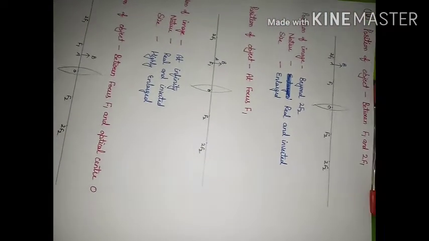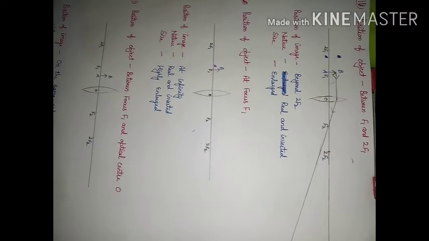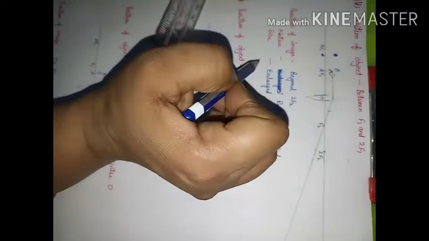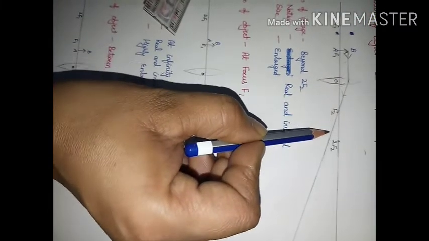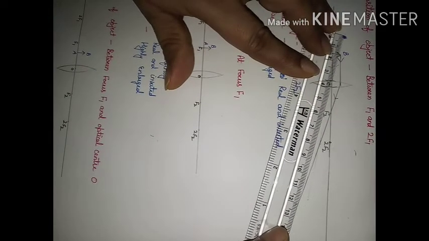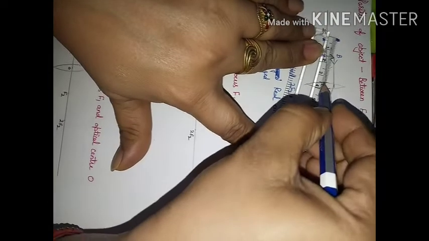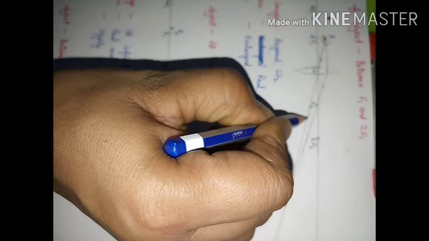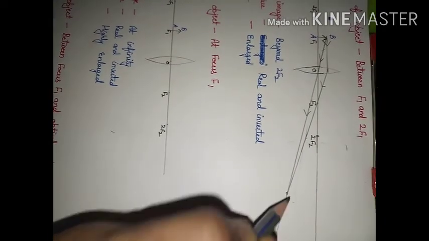Now we will consider when the object is kept between F1 and 2F1. So this is object AB that is kept between F1 and 2F1. From this, one ray of light is parallel to principal axis. After refraction it will pass through focus. And another ray of light that is passing through optical center, that will go undeviated. So another ray of light will go undeviated. This ray and this ray, they are going to meet at this point.